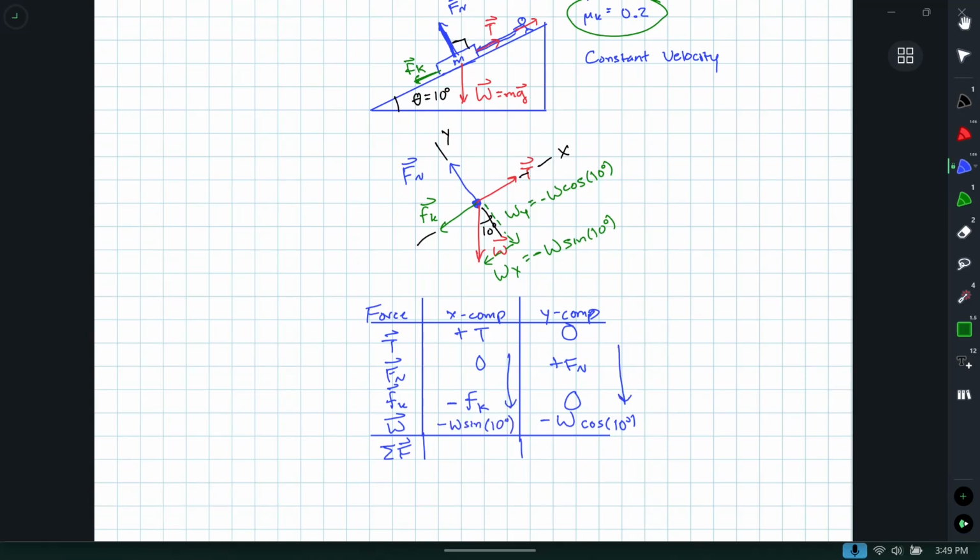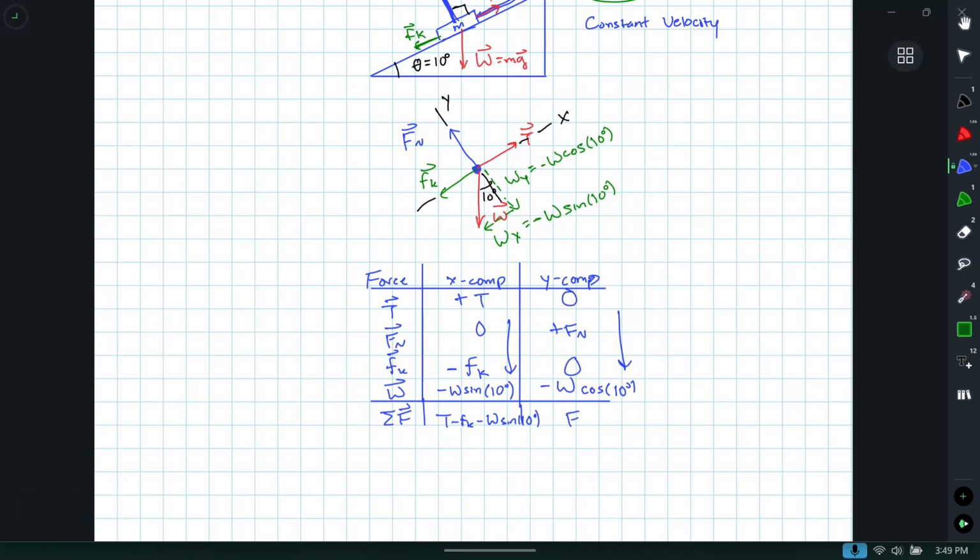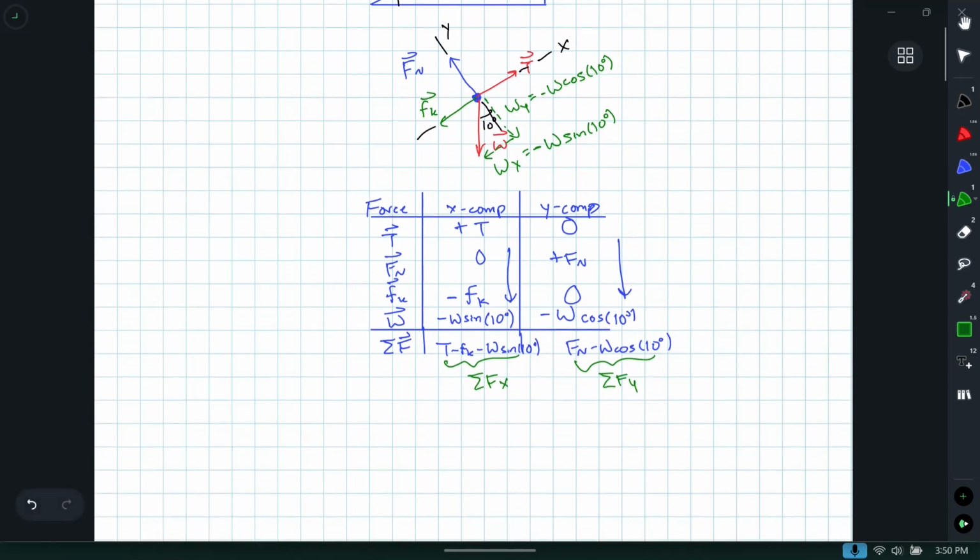All right, we add down the list. And this will give me my components for my net force. T minus Fk minus W sine 10, and Fn minus W cosine 10. So this whole thing is the overall force on the log in the x direction, meaning along the ramp. This is the overall force in the y direction, so perpendicular to the ramp. Newton's second law says I can always set those equal to mass times x acceleration, and then similar for the y direction.